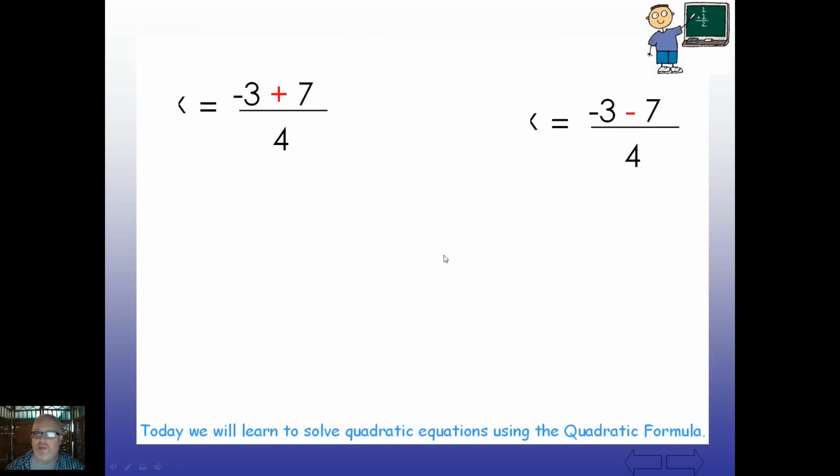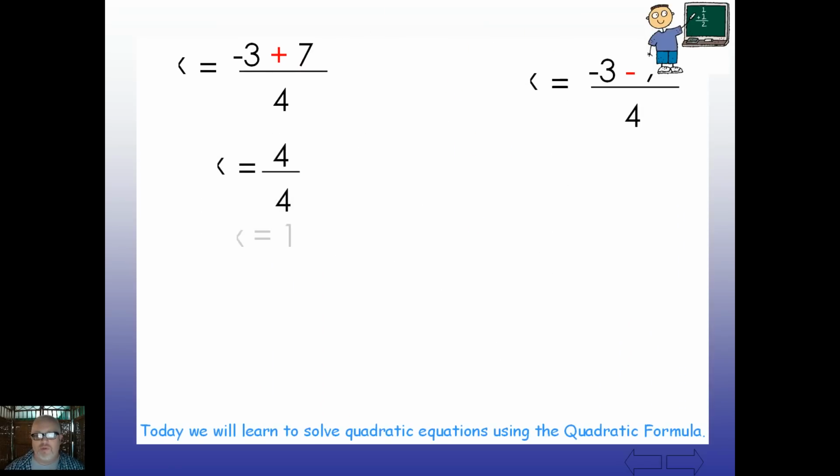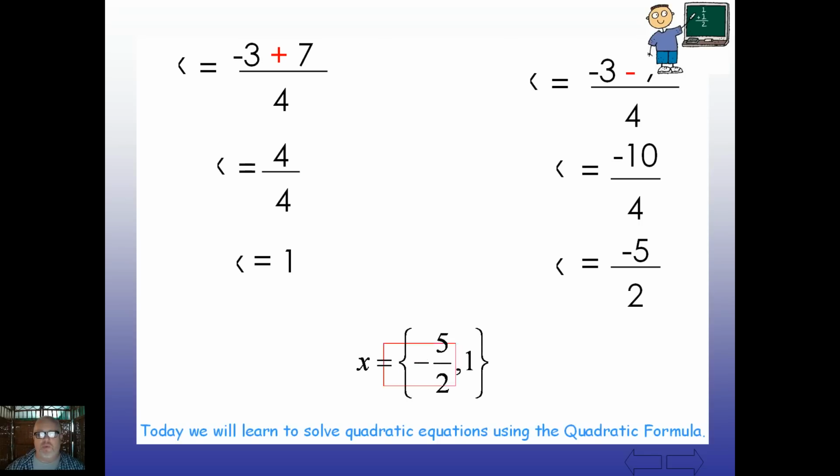Alright, now, just do your math. Looks like 4 over 4, so x is going to be 1. Looks like negative 10 over 4. X is negative 5 over 2. We're not dealing with a word problem that's measuring distance or time. It's just a pure math problem. So we get a nice solution set of negative 5 over 2 and 1. Hopefully that's what you got.